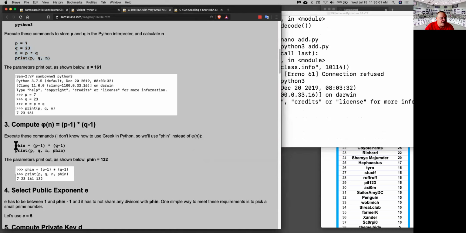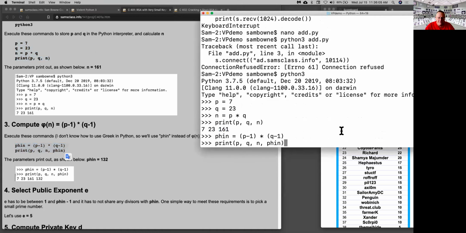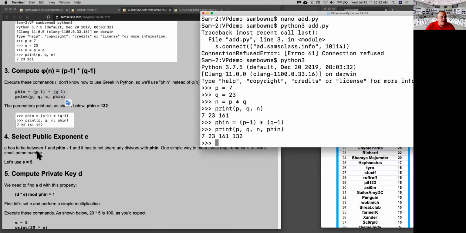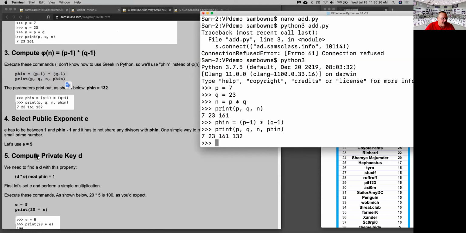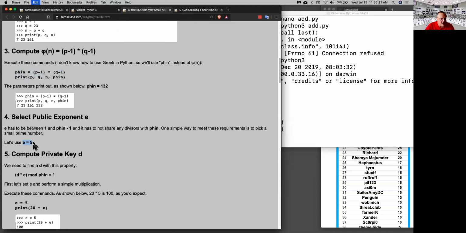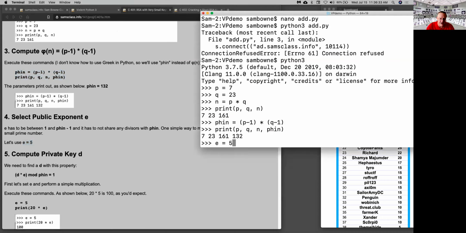Now you need to know this phi, which is P minus 1 times Q minus 1, and that's actually the number of values you can use, modulus N, because this is not a prime number, so not all the values are there. P minus 1 times Q minus 1 is the number of actual usable numbers in there. And so you've got these 132 numbers you can use, and now you need a public exponent, which you can use as E equals 5. So when you do that, now you have chosen E, which is part of the public key, the public exponent.